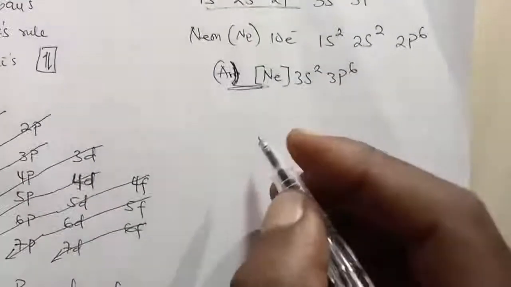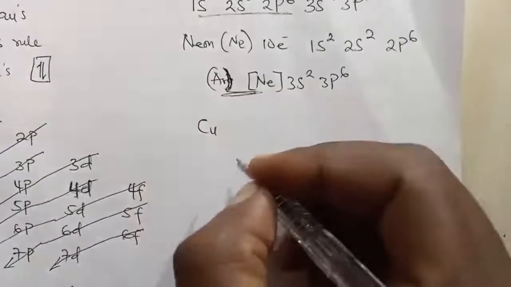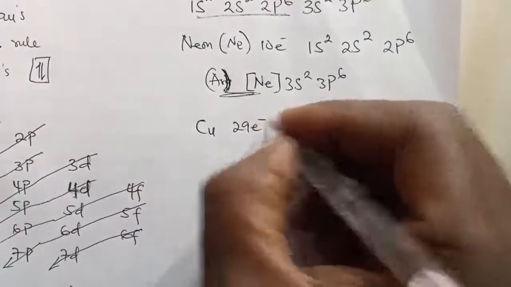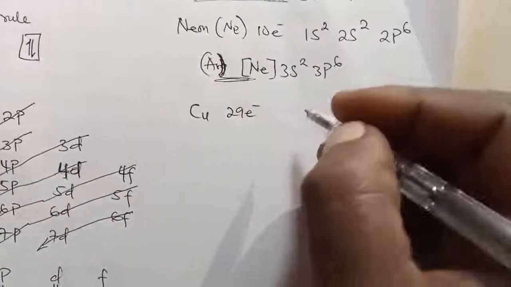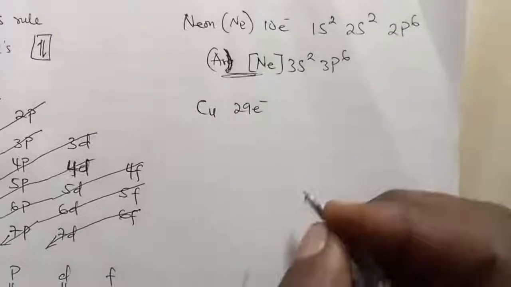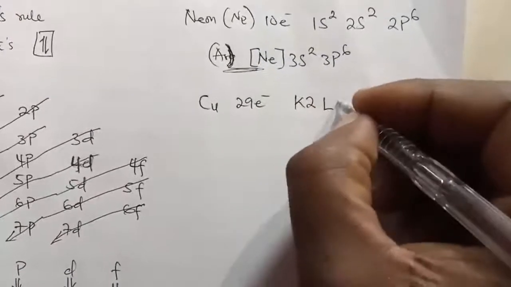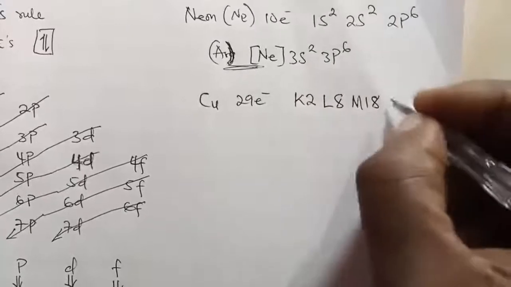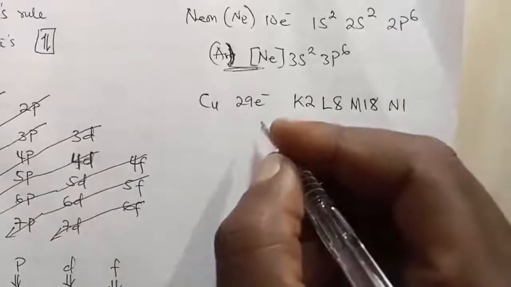Let's look at another example, for example, copper. Copper has 29 electrons. 29 electrons also means that it has 29 protons but 35 neutrons. So K takes 2, L takes 8, M takes 18, and then N takes 1. So that's how they are arranged in their shells.